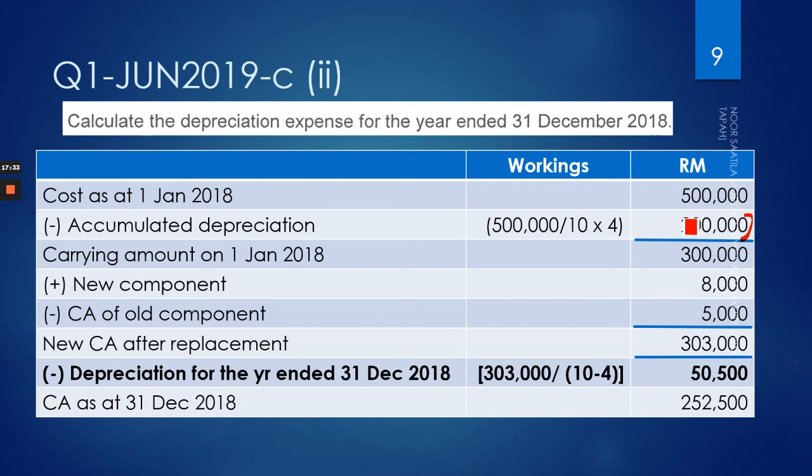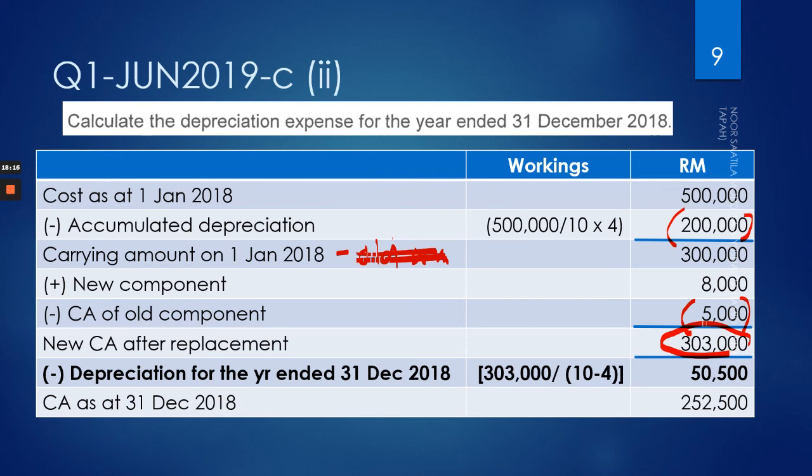So therefore, you remove that. This is the carrying amount of the old component, the old or the existing item, and therefore new component 8,000, right? So you add the 8,000 and you minus the carrying amount of the old component. So this is the carrying amount of the asset before any replacement. Before any replacement, it was 300,000. You add the new component 8,000. Remember that was capitalized, and the carrying amount of the old component that is to be replaced is 5,000. So your new carrying amount after the replacement is 303.